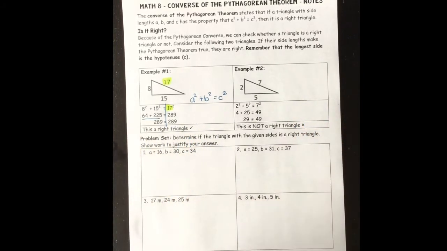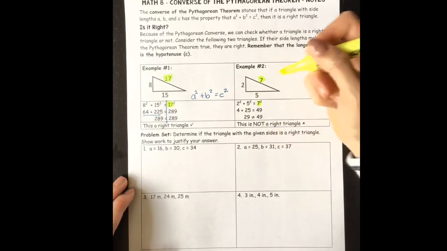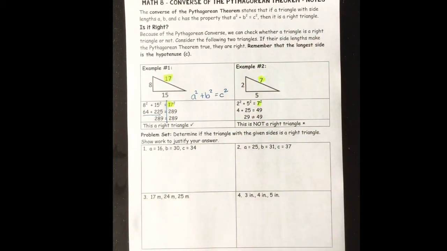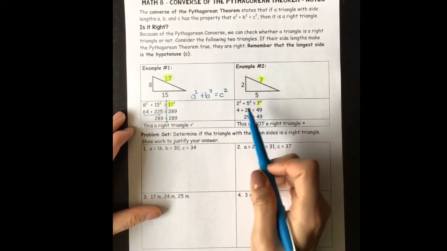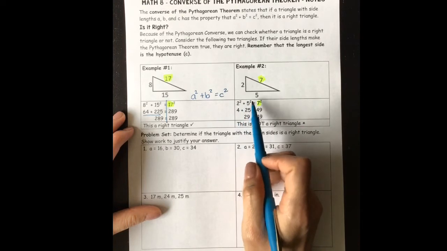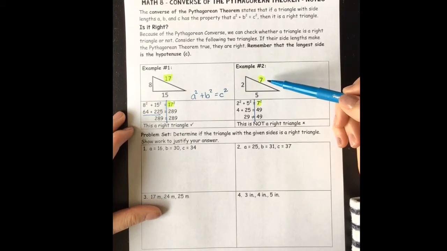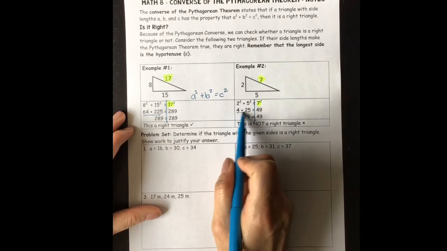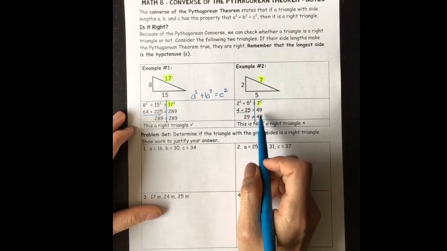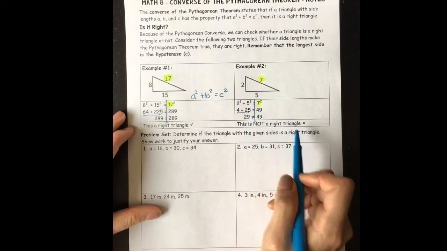In example 2, again, we're going to look for that longest side. Our longest side here is 7. So that's going to go on one side by itself. And then we're going to take 2 squared and 5 squared, the legs. We're going to square each of them. 2 squared is 4, 5 squared is 25. And on the other side, we have our hypotenuse squared, which is 7 squared, which is 49. So we're going to simplify. 4 plus 25 is 29. On the other side, we have 49. These are not equal, so we know that this is not a right triangle.